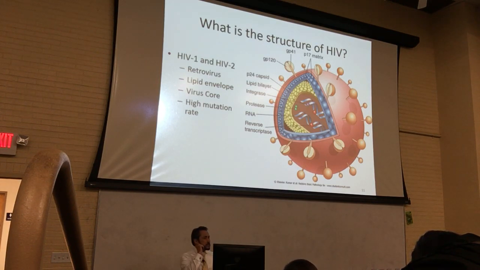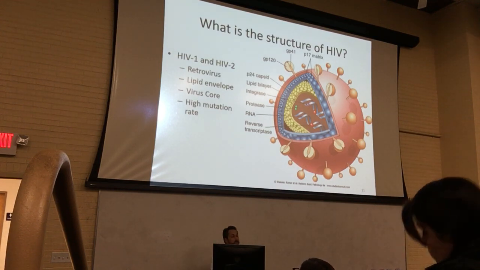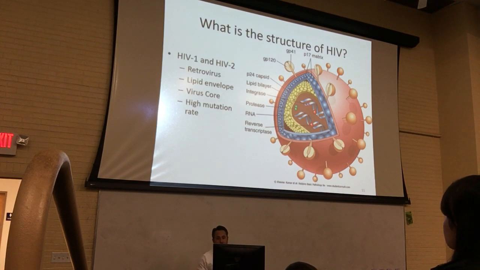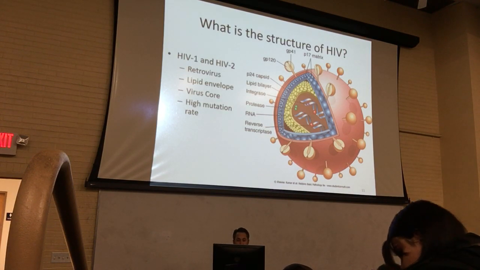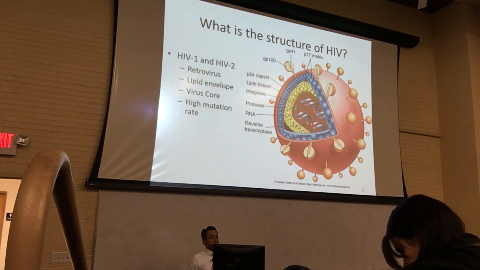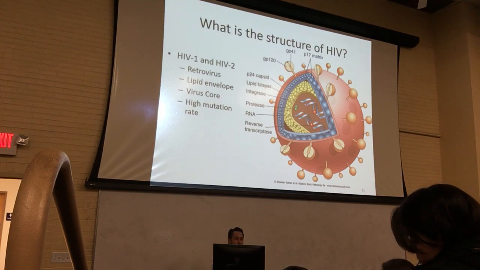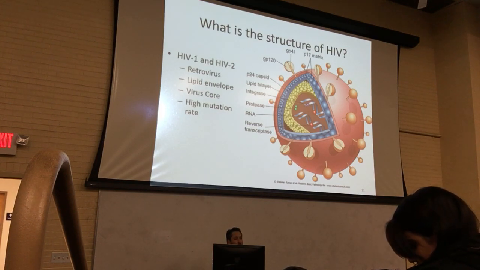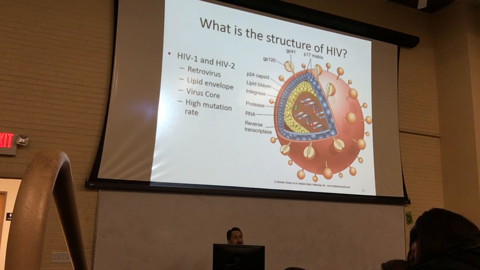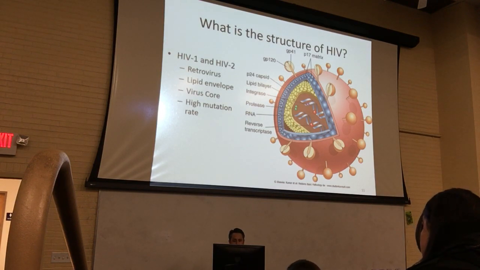The structure, so there's two different types that we've discovered. It's part of the retrovirus family, meaning it uses an RNA genome. HIV1 is the more common of the two types. It's usually from patients in US, Europe, and Central Africa. HIV2 is more common in West Africa. The retrovirus has a lipid envelope, a virus core, and a very high and aggressive mutation rate.